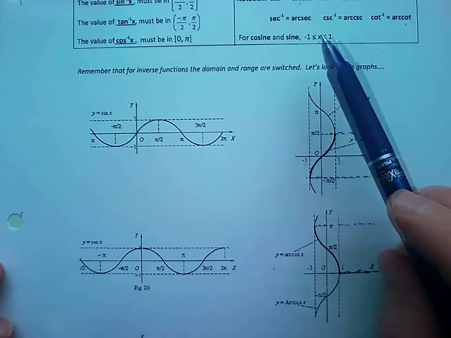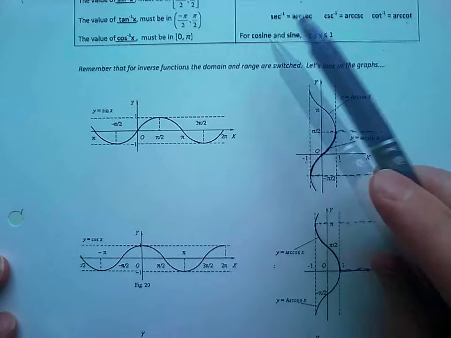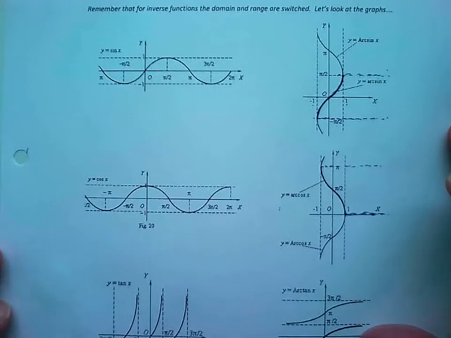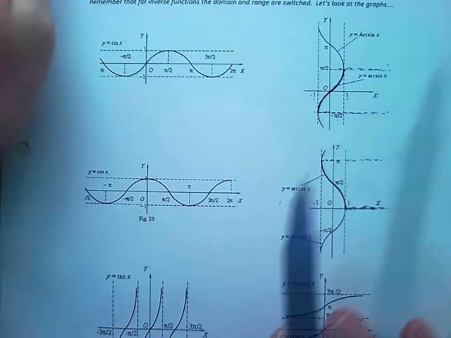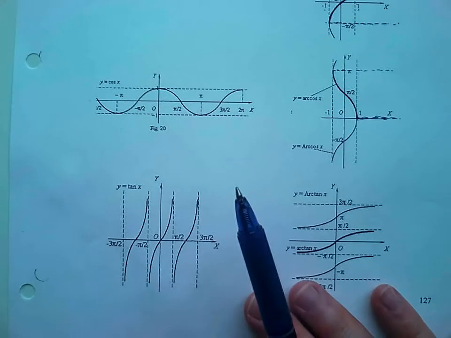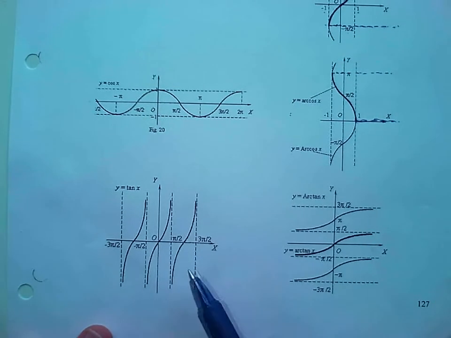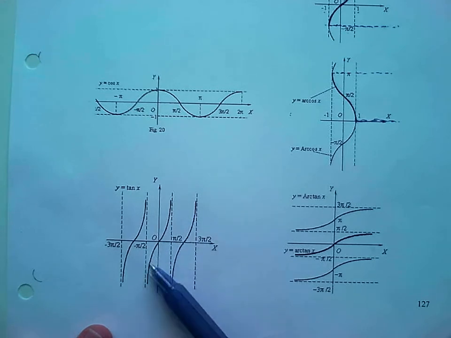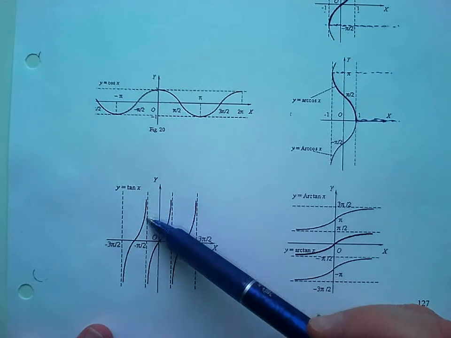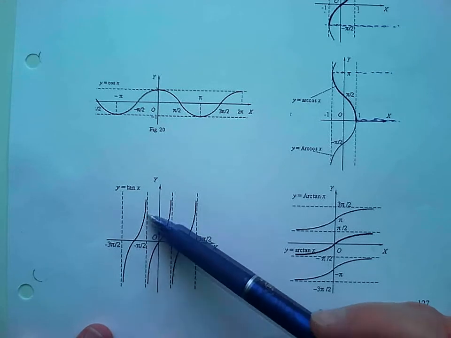Now, as you can see here, nothing is mentioned for the tangent, which also brings us down to here. If we come down here to the tangent function, we can see that we could plug in any value that we wanted to for the tangent function, with the exception of these vertical asymptotes.